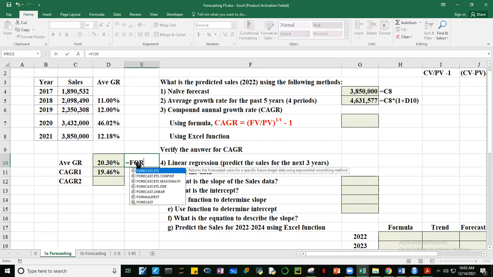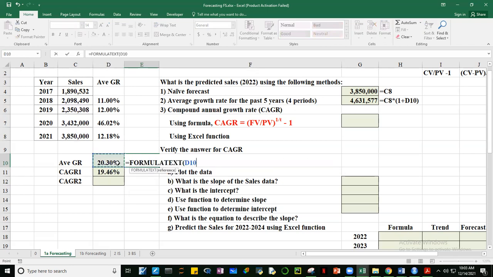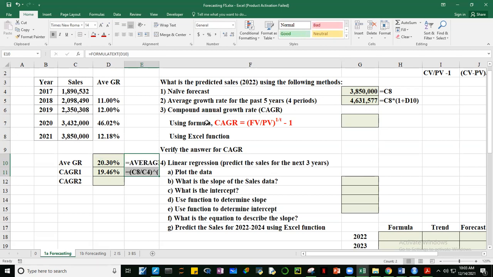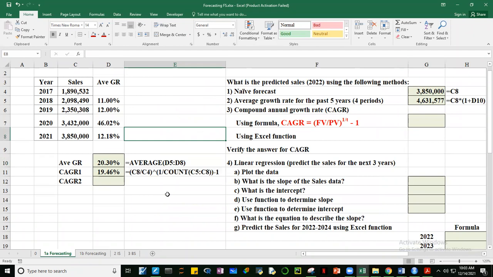Pakita ko lang ulit yung formula text natin dito. Let me first increase that, so that you can see the formula we used for CAGR. So basic lang, guys, no? CAGR 1 is just the last value divided by the first value raised to the 1 over the number of periods and then minus 1. So 19.46, that's the CAGR.